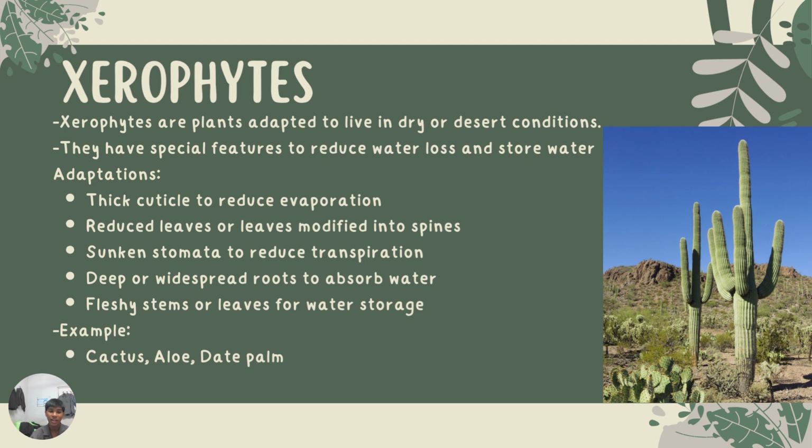The adaptations in roots, stems, and leaves are a thick cuticle to reduce evaporation, reduced leaves or leaves modified into spines, sunken stomata to reduce transpiration, deep or widespread roots to absorb water, and fleshy stems or leaves for water storage. For example, cactus, aloe, and agave.